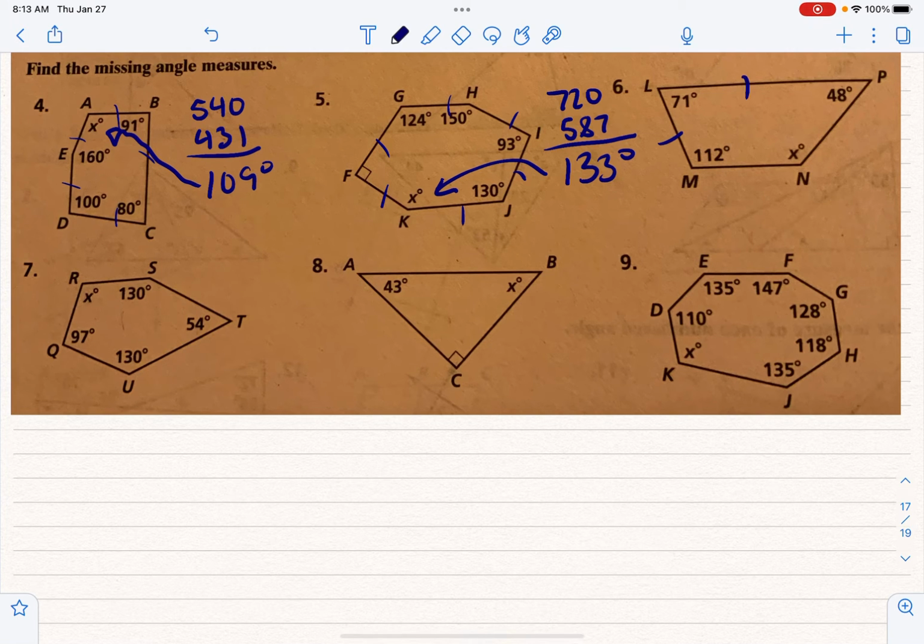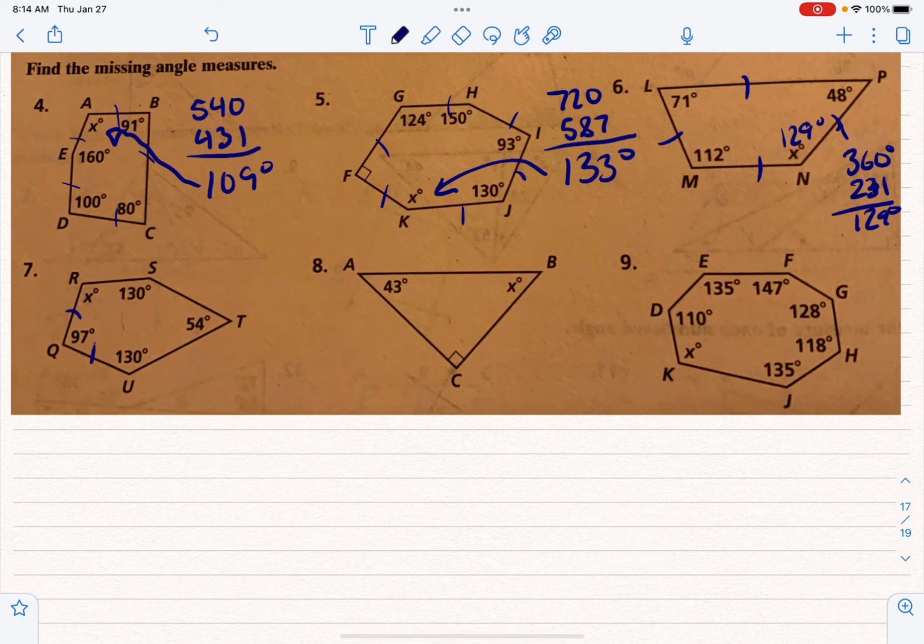Next one's got 4 sides. 4 minus 2 is 2. 2 times 180 is 360. So my total has got to be 360. But I've got 48 and 71, which is 119, plus another 112, which is going to be 231, which leaves me with 129. So x has got to be 129.